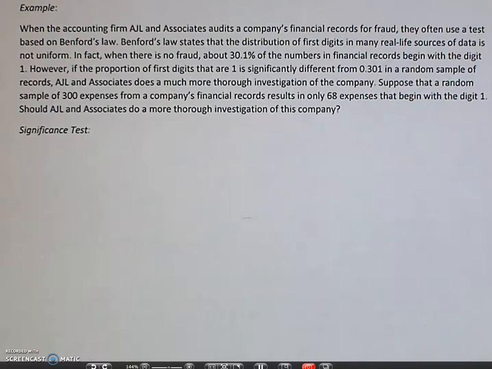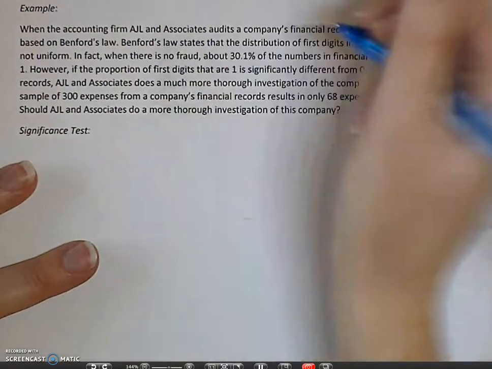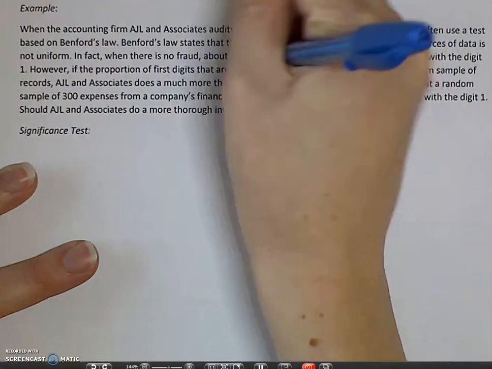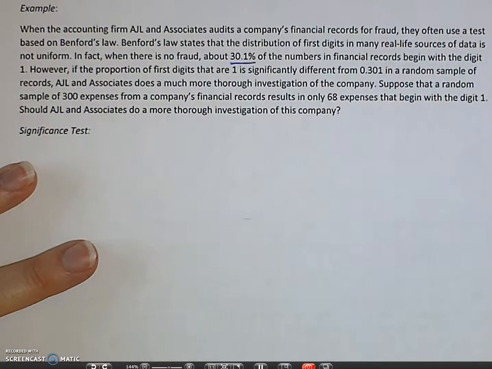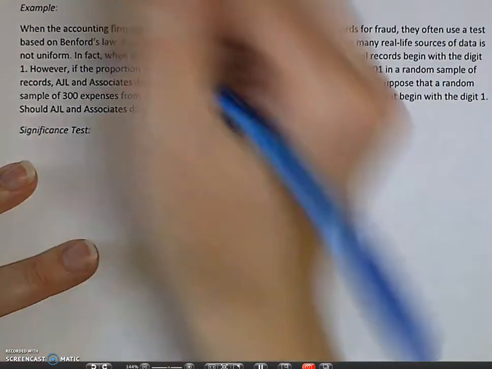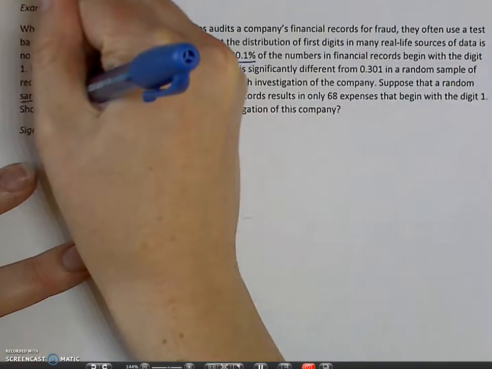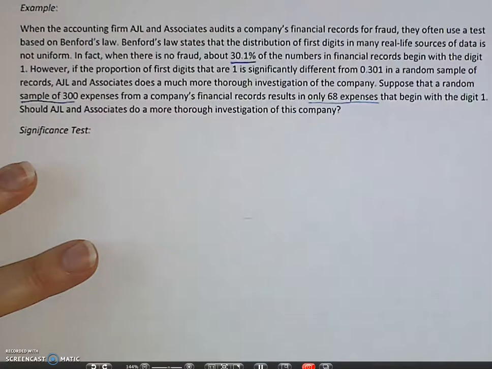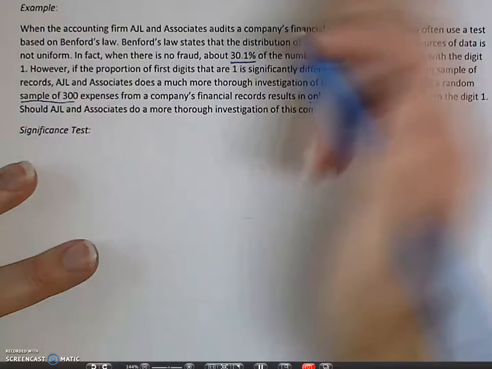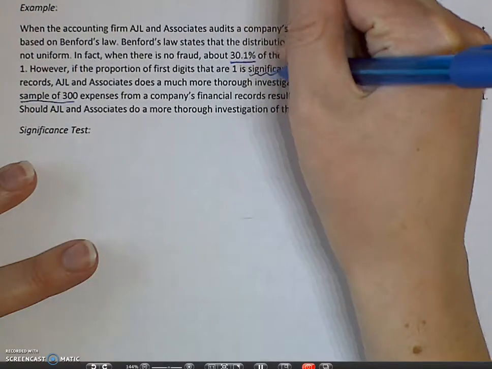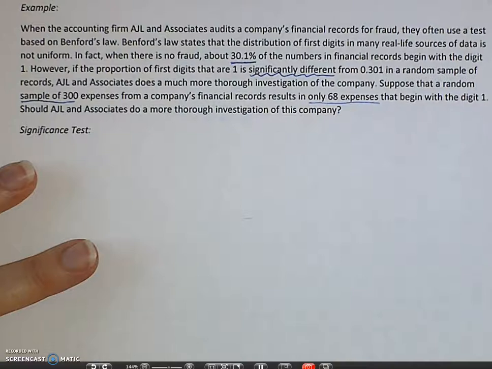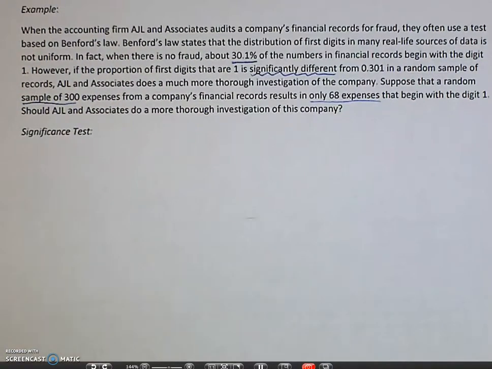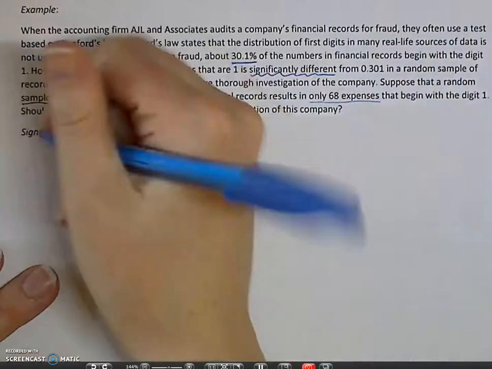Alright, so important information in this problem. 30.1% was important. Sample of 300. 68 would be our x in this case. And it says if it's significantly different. So not more, not less, just different. That's going to help us write our alternative hypothesis. So let's go ahead and start.